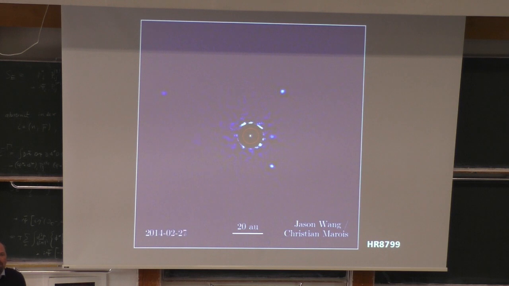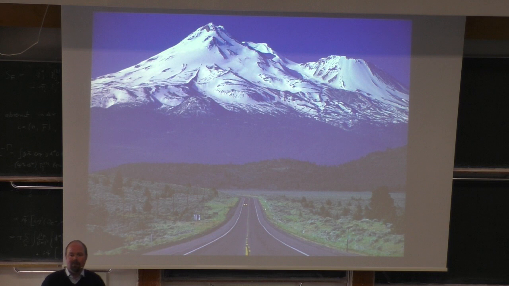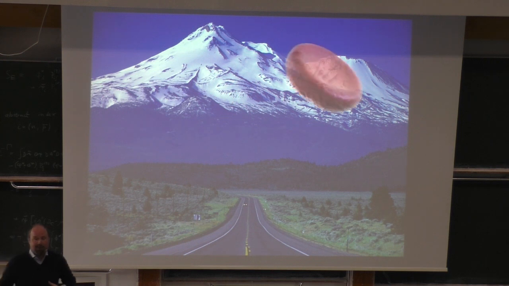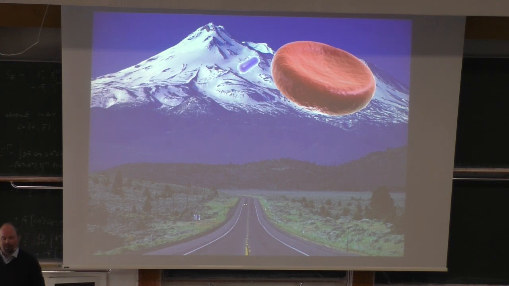Just to provide a metaphor of how difficult it is to see Jupiter and Earth around the sun, if the glare of a star would be Mount Everest, Jupiter would be in visible light 1 billion times fainter, and the Earth would be 10 billion times fainter. So on this scale, Jupiter would be a red blood cell, and the Earth would be a bacteria. And we need to find those with an altimeter on the slopes of Mount Everest.